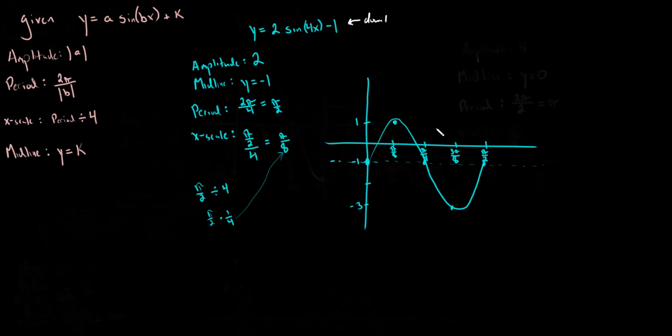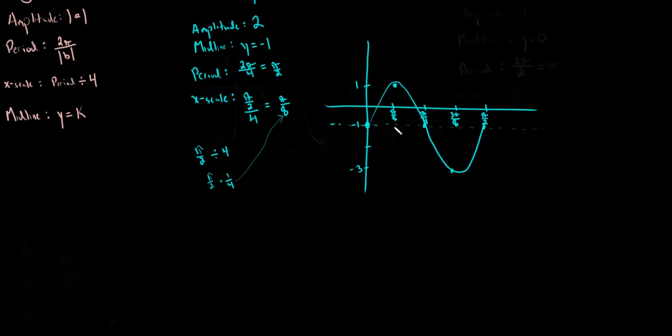All right, so I want you guys to go ahead and try an example on your own. I'm going to try to make this one not too tricky. So why don't you go ahead and try something like y equals sine of 1/2 x plus 2. Go ahead and tell me what the amplitude, midline, period, and scale is, and try graphing this on your own. Go ahead and pause the video here and try that.